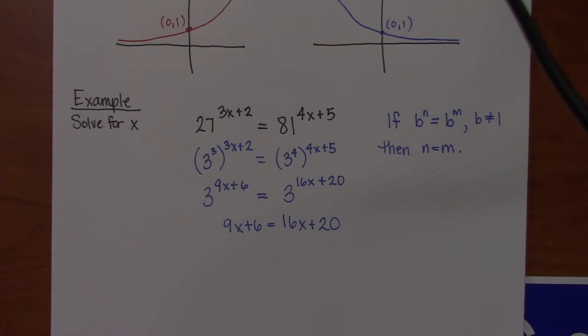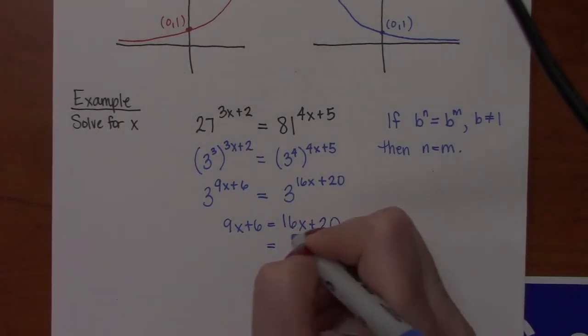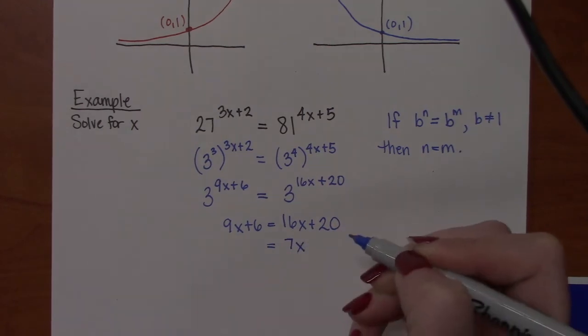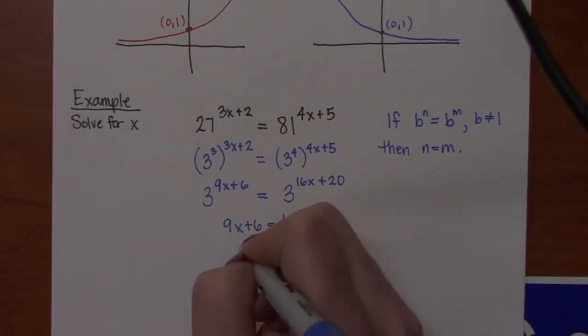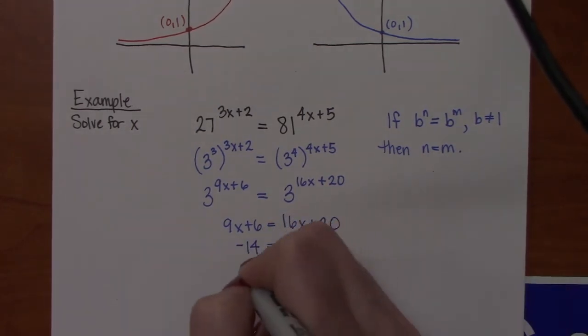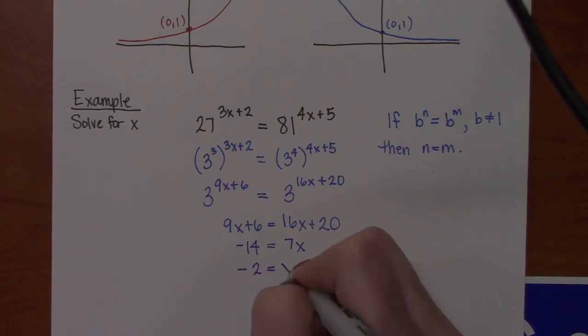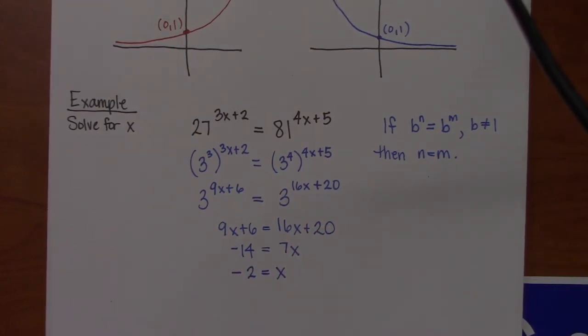Okay. And if you don't always see this, play around with some numbers. You'll see you cannot come up with any other combination where 3 raised to something equals 3 raised to something else, if those two expressions are not the same thing. It's just not possible. So if we want to solve for x, I'm going to subtract 9x from both sides. So 16 minus 9 is 7. Then I'm going to subtract 20 from both sides. I get negative 14. So negative 2 equals x.